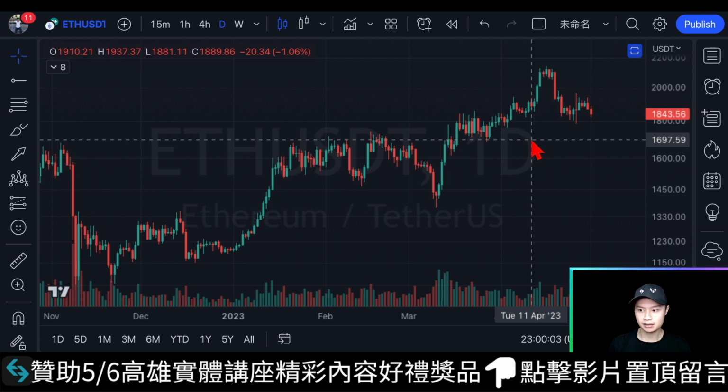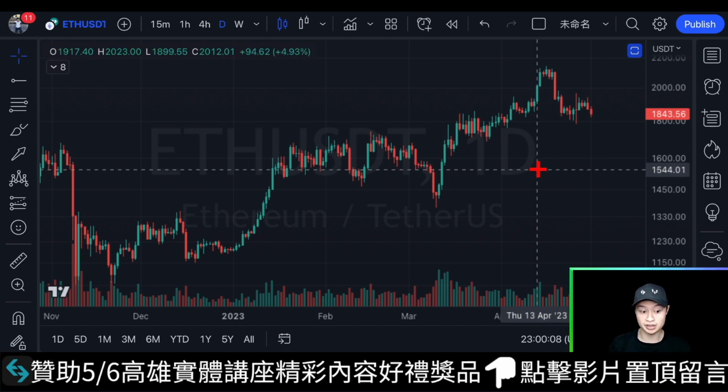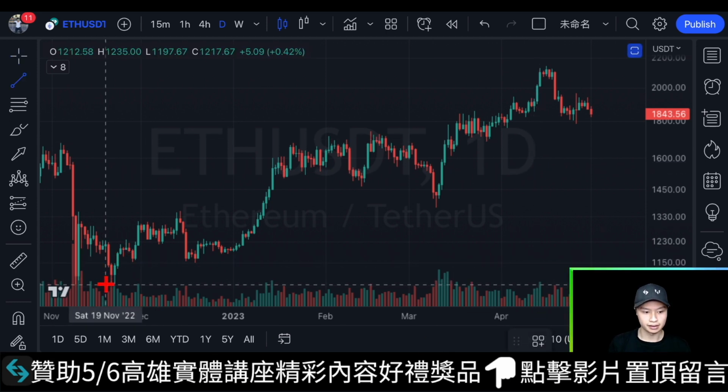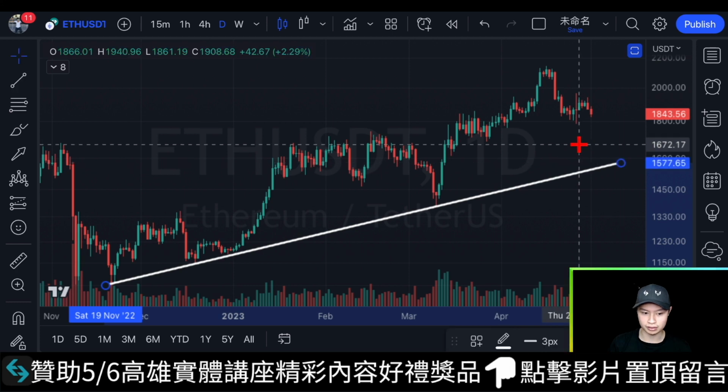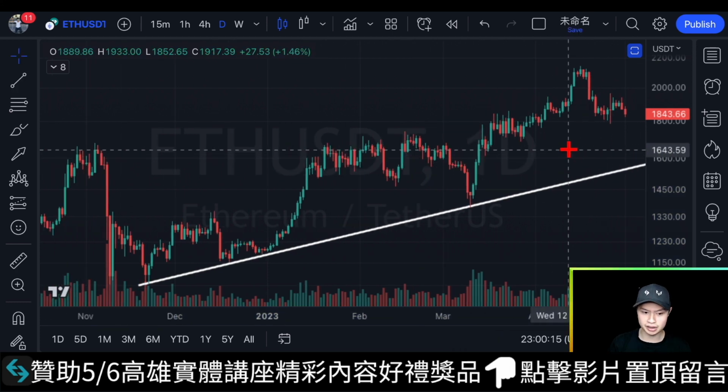Returning to Bitcoin. Sorry, I mean the ETH chart. Let's start with the daily chart. I think the weekly chart may be too large scale. Let's leave that for later. Let's first check out the daily chart.